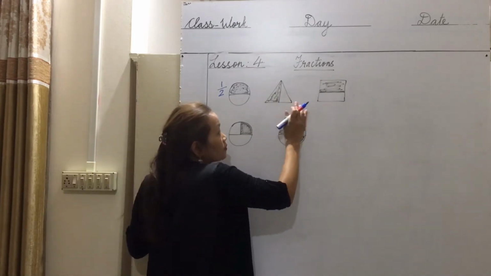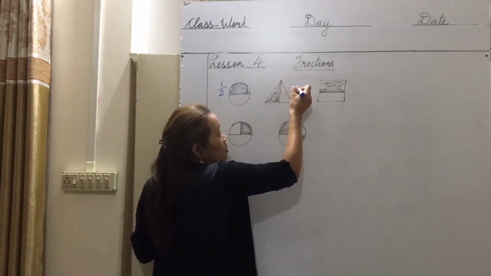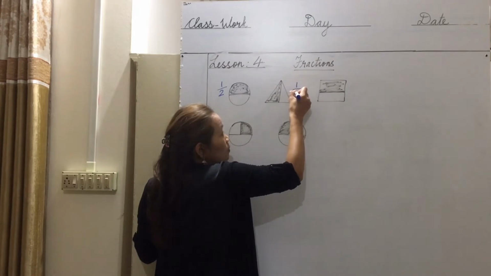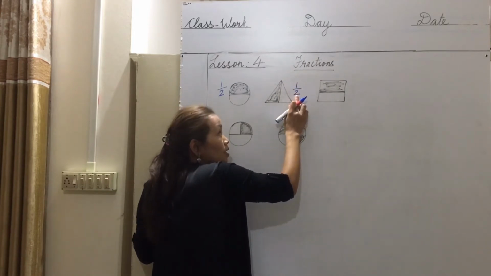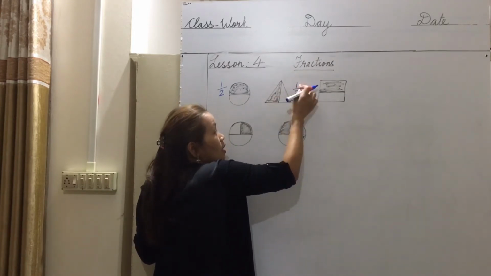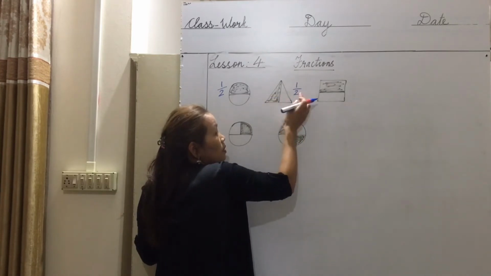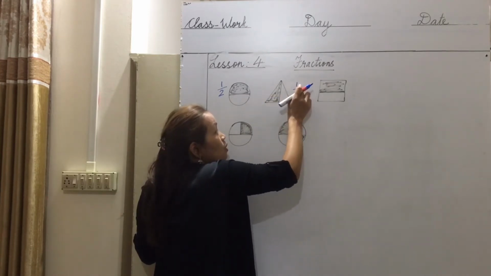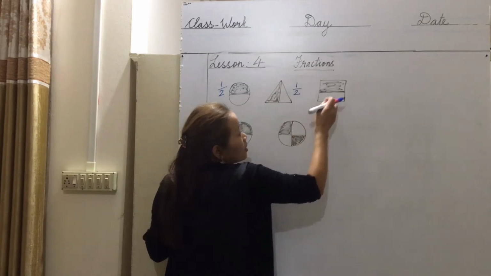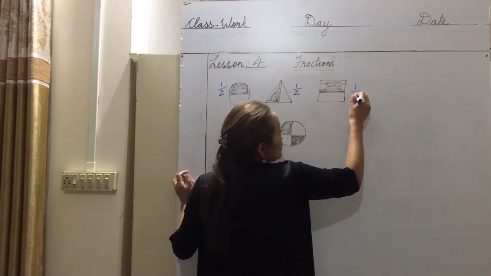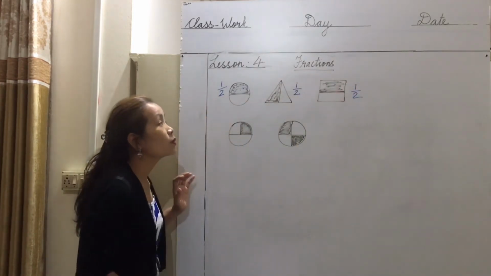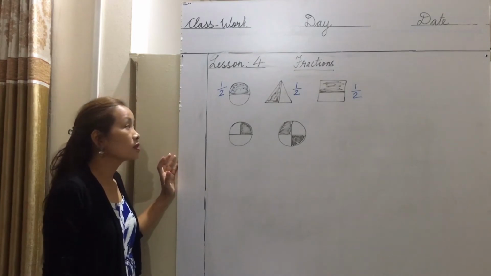In the triangle, the half is shaded, and the shaded portion is 1 by 2. It is divided into two parts, and one part is shaded. So half of this is 1 by 2, right? That is the representation of fractions, right?